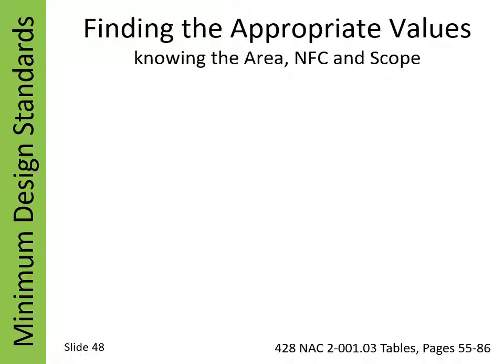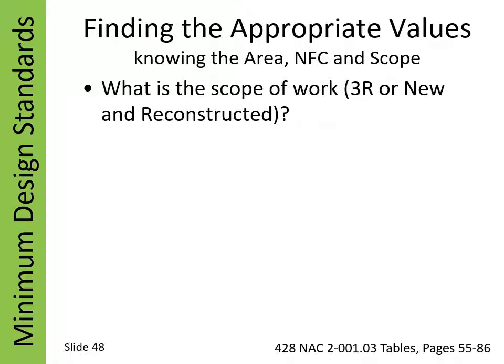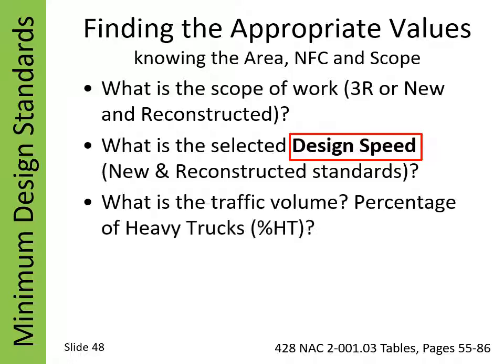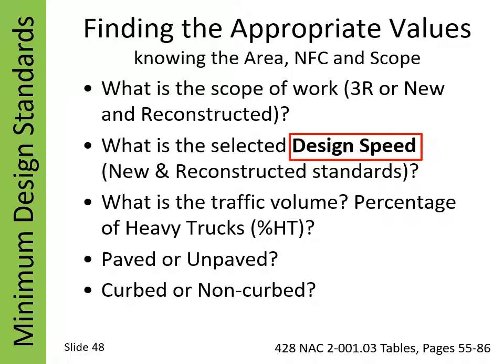there are several things you need to know in order to find the values for each design criteria. This screen shows the kind of information you need to know. The type of work is important to know which column of the table applies. The design speed is a key design criterion because several other design criteria are a function of design speed. Several design criteria depend on the traffic volume. Other information that may be needed are the percentage of heavy trucks, whether the road or street is paved or unpaved, or curbed or non-curbed, and whether the terrain is rolling or level.